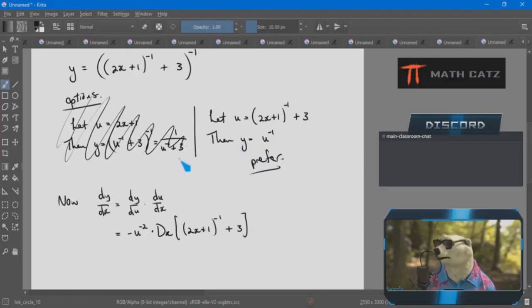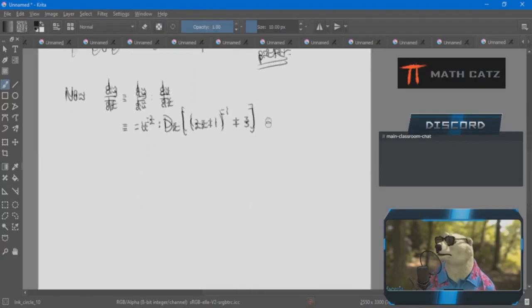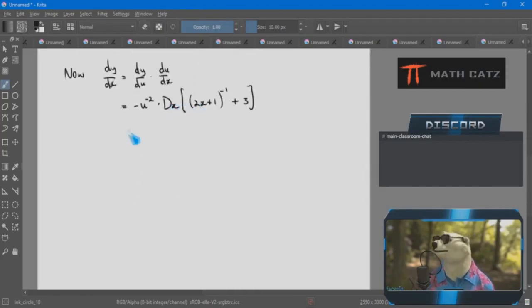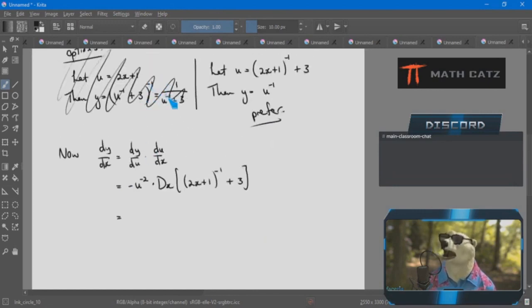If that outside function is complicated, nothing good is happening. You're welcome to try it. And in this case, it's still doable. It's okay. A quotient rule isn't the worst thing ever. But if I can avoid it, I'm going to avoid it.